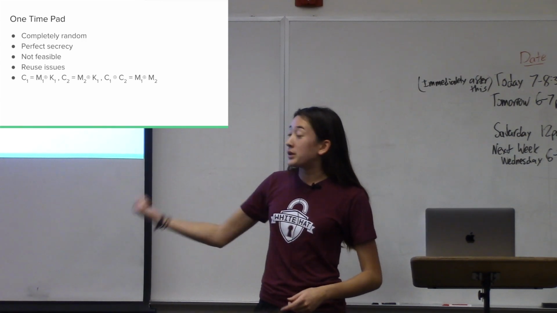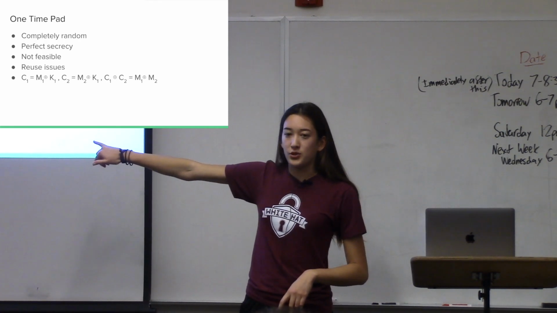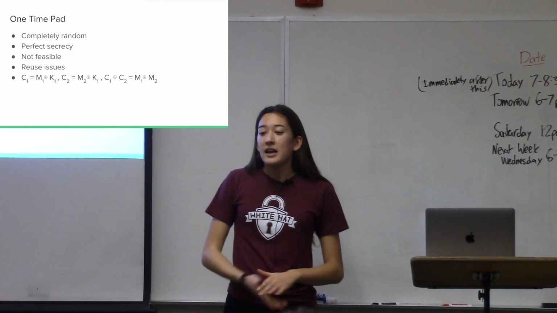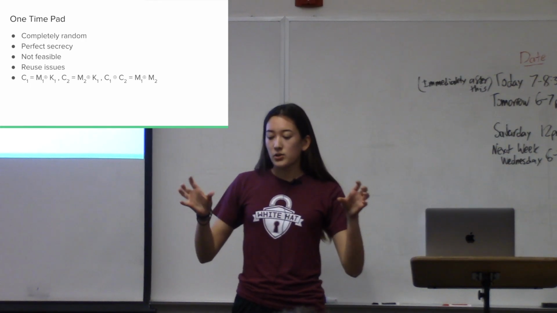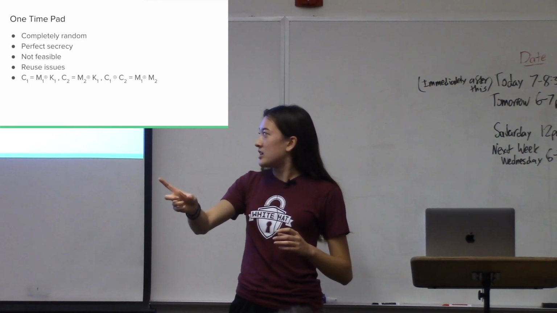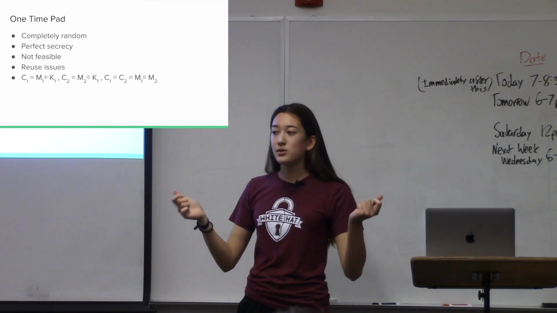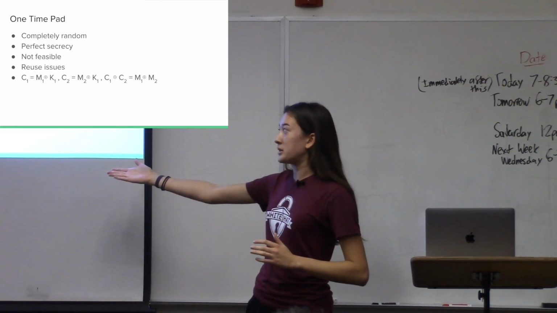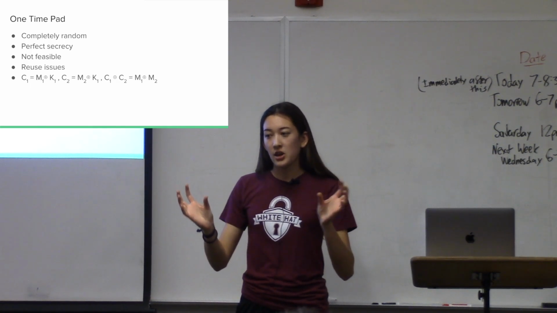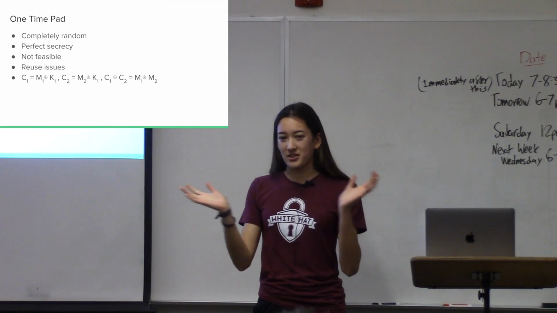There's also a problem with reuse. If you ever reuse a key for this, you basically break the encryption. If you XOR your original message with the key, and then XOR a different message with the key, and then XOR those two results together, the keys cancel out because of the properties of XOR, and you get your original message XORed with your second message, which is not super secure. That's just two regular messages XORed together.